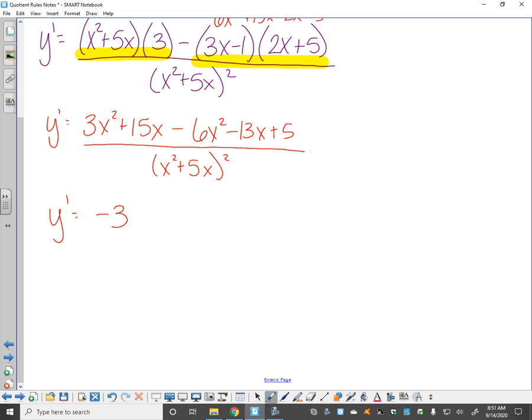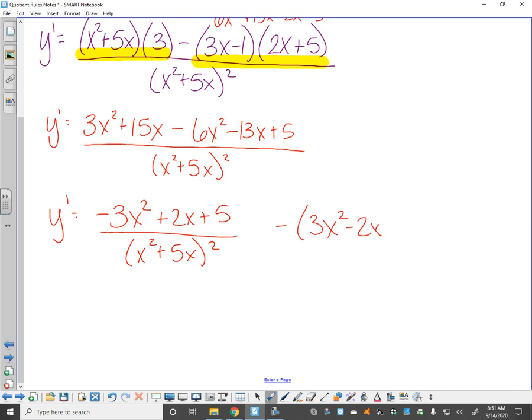Y prime, negative 3x squared plus 2x plus 5. And again, on this one, there's a negative in the front, so if they wanted to, they could take a negative out, but they don't have to. Obviously, they could not have both answers because they're both correct.